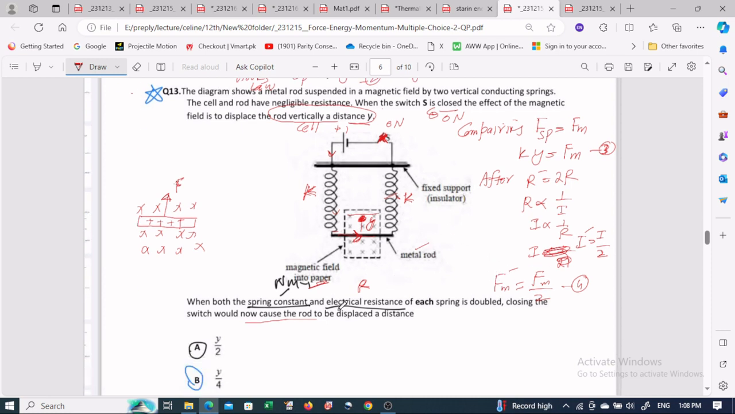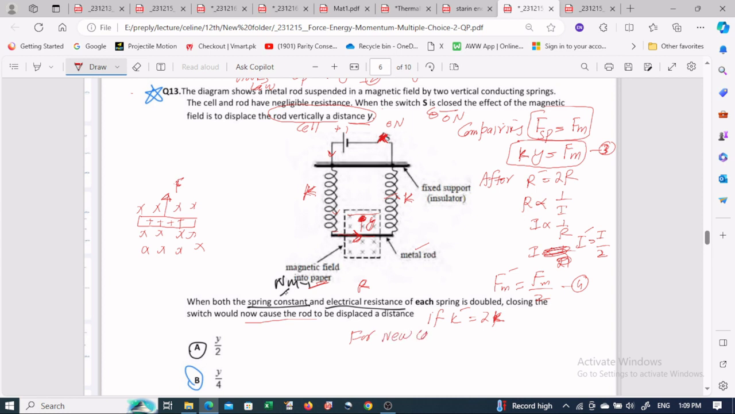Okay, now we discuss the spring constant. When we double the spring constant K, it means we have to apply more force for the same extension. Okay, now we discuss equation number 3 for the new case.